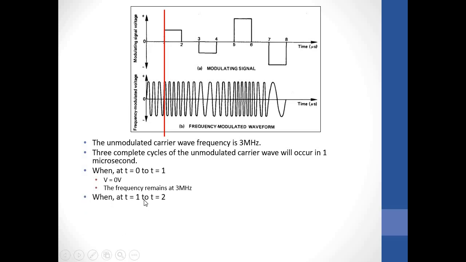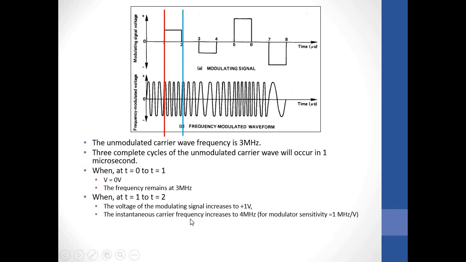At t equal to 1 to t equal to 2, that's where we are now. We've got 1, 2, 3, 4. Now, for the same 1 microsecond, we've got 4 complete cycles. So the voltage amplitude is 1, and then the instantaneous carrier frequency increases to 4 megahertz.